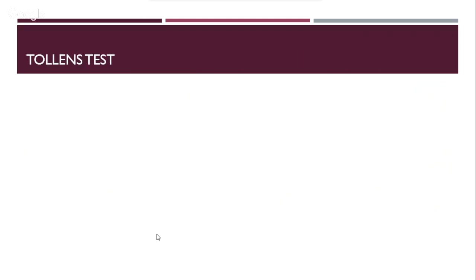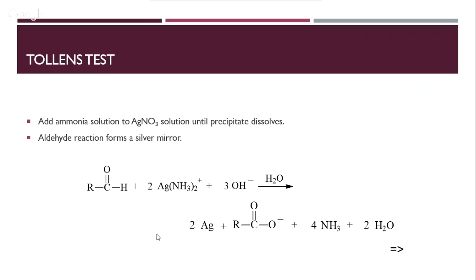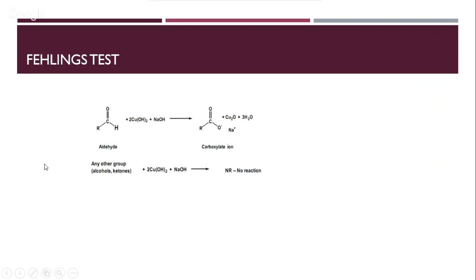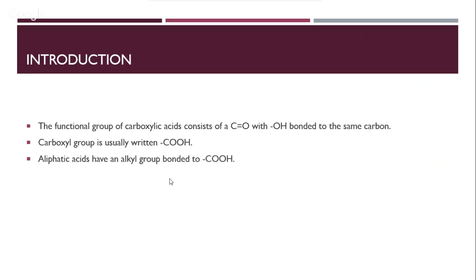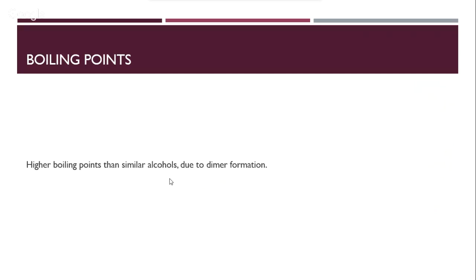Then we have seen Tollens reagent, AgNO3, the silver mirror test. It is given by aldehydes. Then we have seen Fehling's test, also given by aldehydes. Ketones and alcohols do not give this reaction. Then we have looked at the functional introduction of carboxylic acids. Straight chain carboxylic acids are very high in boiling point and exist as dimers.